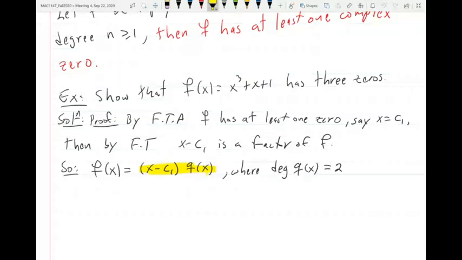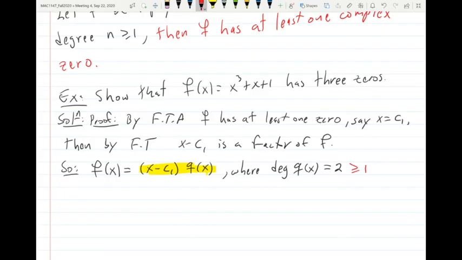All right, so now the degree of q is 2, which is greater than or equal to 1. So what does that mean? We can now use the fundamental theorem of algebra again.